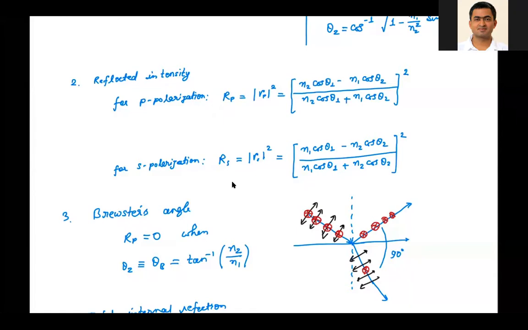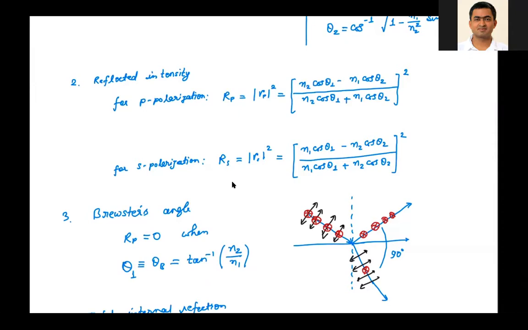This should actually be theta 1, I guess. Fine. So at the angle of incidence at which this condition is satisfied, which we call Brewster's angle, if the light comes in at that angle, there is no reflected light.